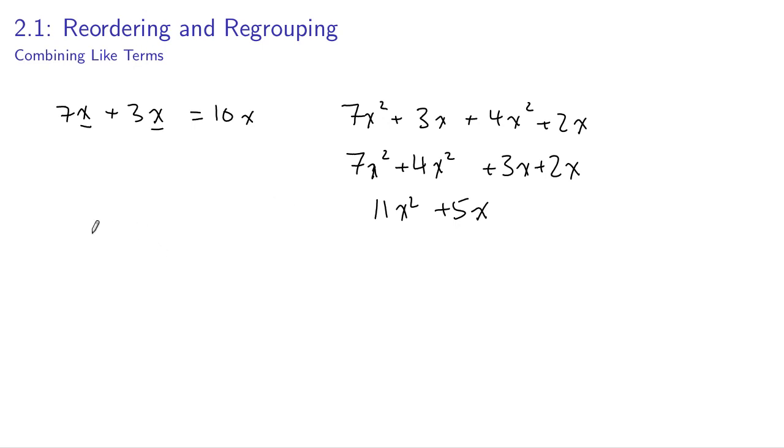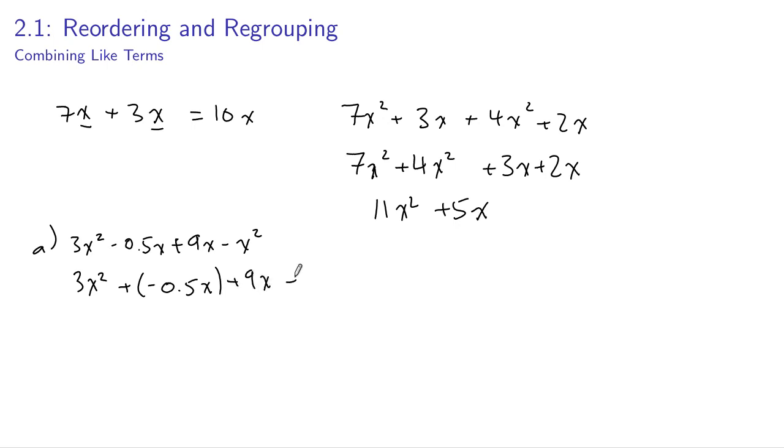Let's look at example 5, part A. It asks to combine the like terms in this expression. 3x squared minus 0.5x plus 9x minus x squared. So again, we need to reorder the addition, but to do that we need to remember we have subtractions in here. First we need to make this an addition by adding the negative.